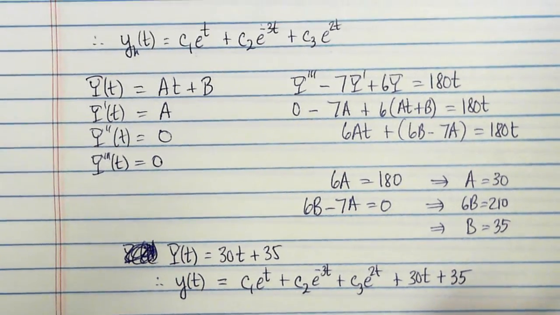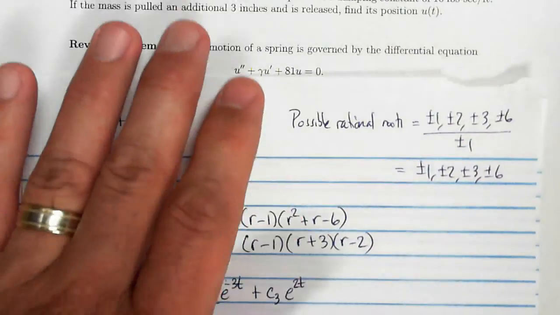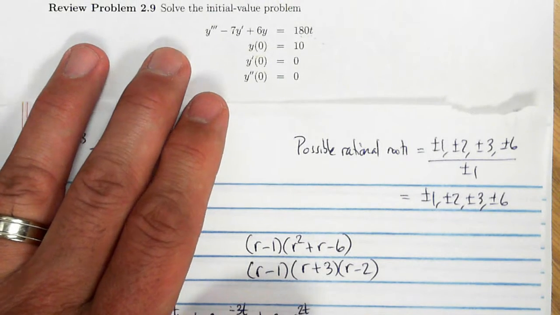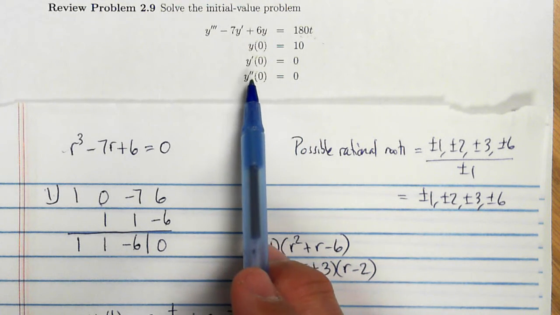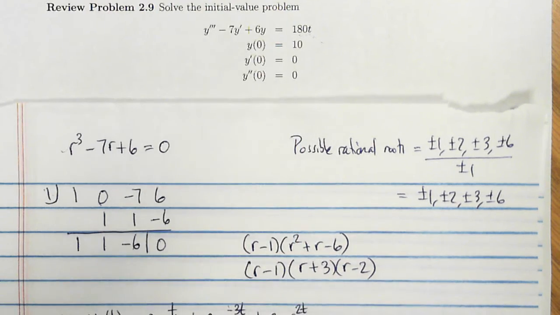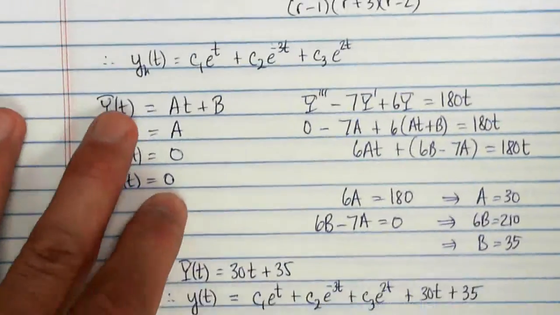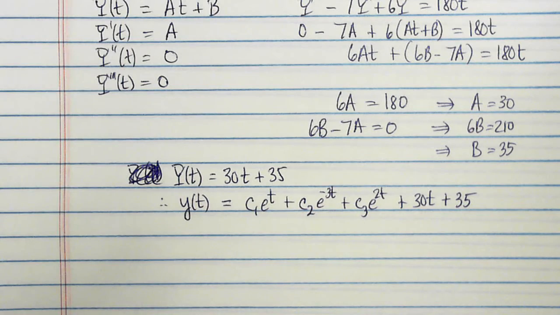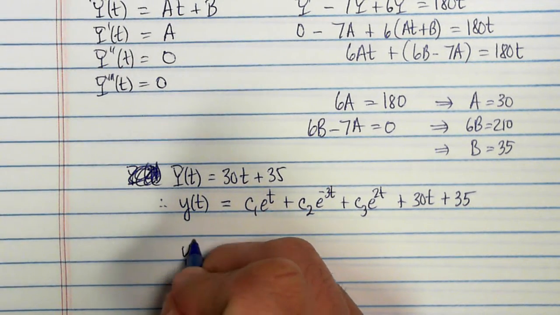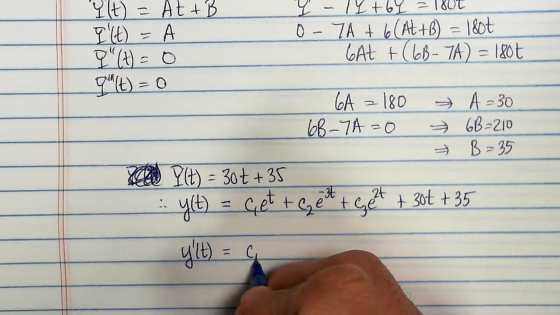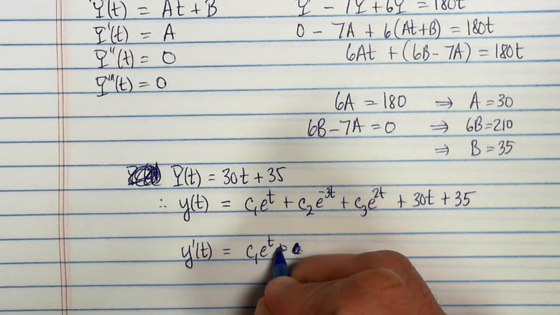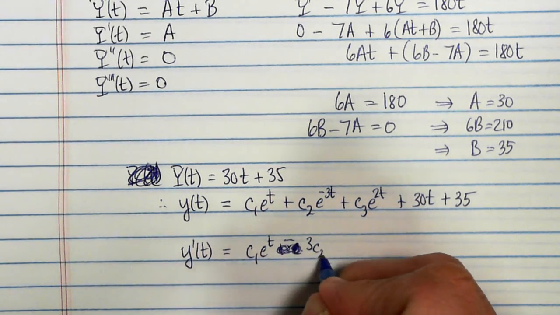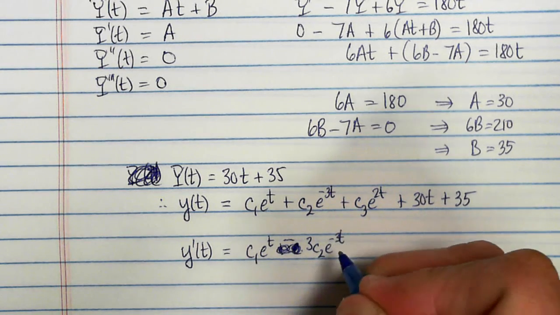Now that we have this, we now have to go back and work with the initial conditions, that y of 0 is equal to 10, y prime of 0 is equal to 0, y double prime of 0 is equal to 0. So let's come back here and let's figure out y prime and y double prime. So y prime of t is equal to c1 e to the t plus, actually let's take the derivative, get negative 3c2 e to the negative 3t.